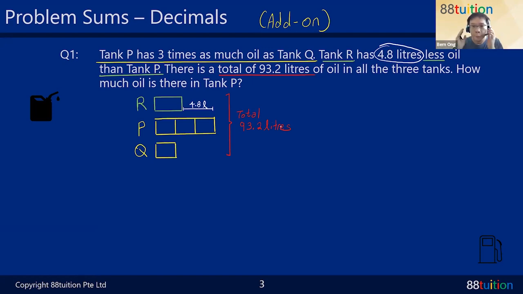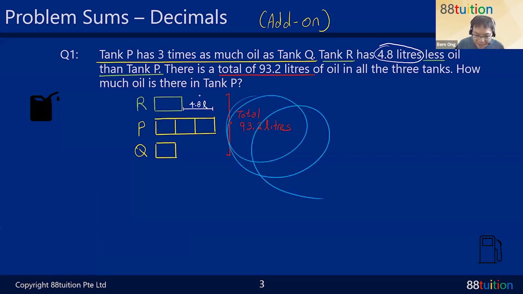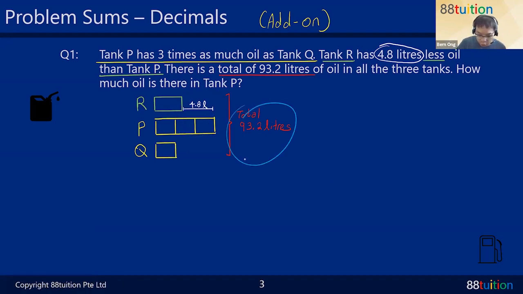Usually, I know your school teacher will teach you: always take the total and take away the gap, the 4.8. Correct or not? It's always to minus away the extra. You always take the total and minus away the things that you know, like the extra, which is this portion. But in this case, let me show you a different way of approach.